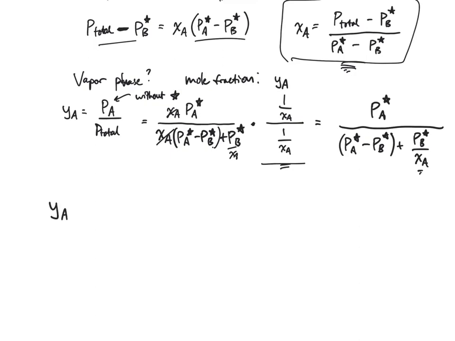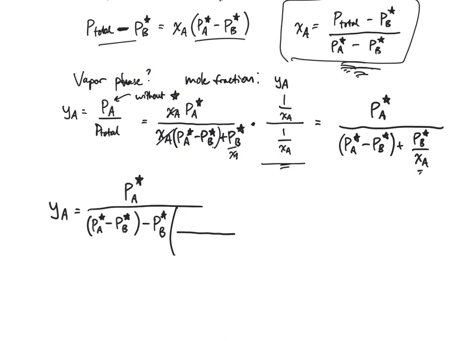And so that's going to make a pretty complicated expression, but here we go. This equals PA star divided by PA star minus PB star minus PB star. And then keep in mind that this is 1 over XA, so I'm going to use the reciprocal of this expression here. So the PA star minus PB star over P total minus PB star.